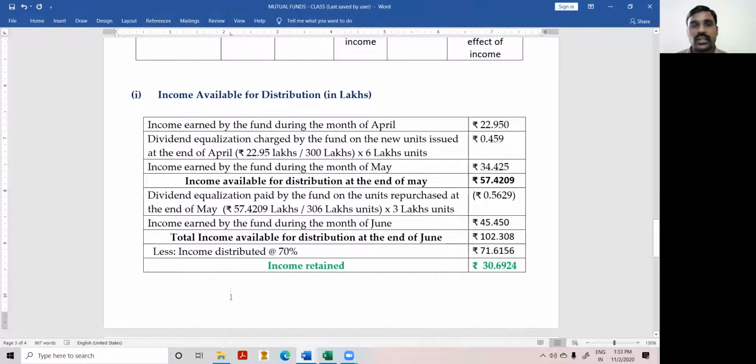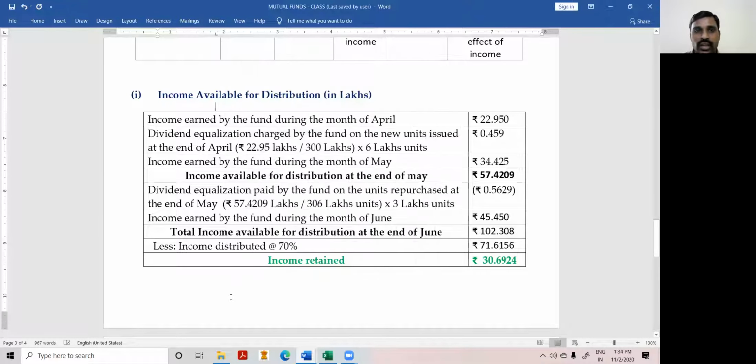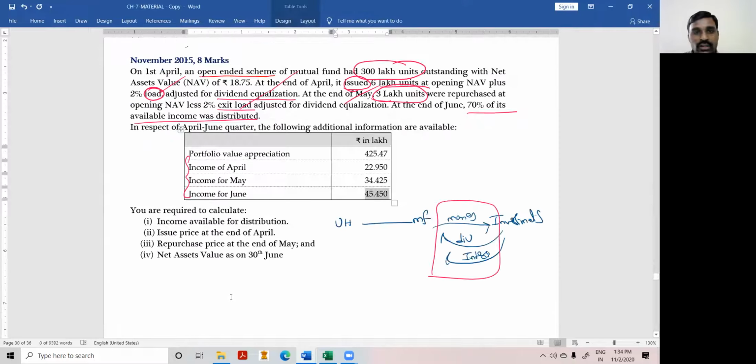30.6924 is the income retained after distribution of 70%. This is the amount available in the fund. Okay, right. Next, this is the first question, which we have answered. Next, look at the second question. What is the second question?